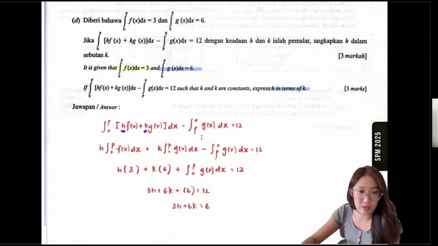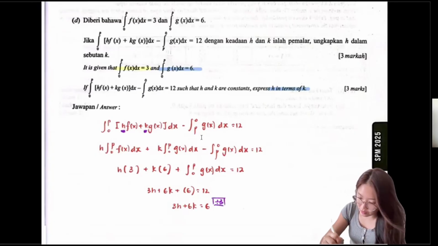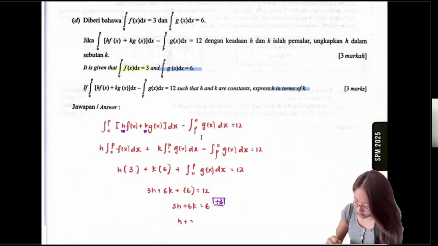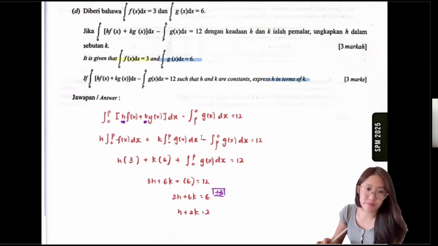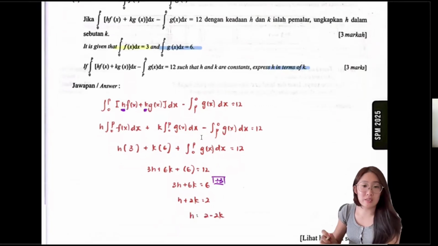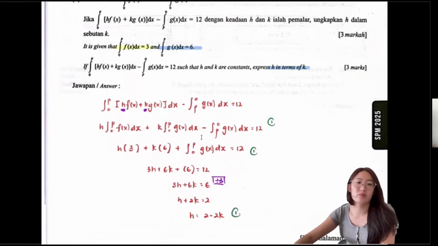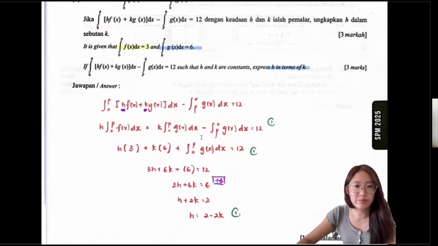And then you're going to simplify it. Over here, every number here is a multiple of 3. So divide by 3. So you get h plus 2k equals 2. h become the subject, so h equals 2 minus 2k. That's it. 1 mark here when you're breaking it down. When you're substituting, another. And this one, your last mark. Total 3 marks.